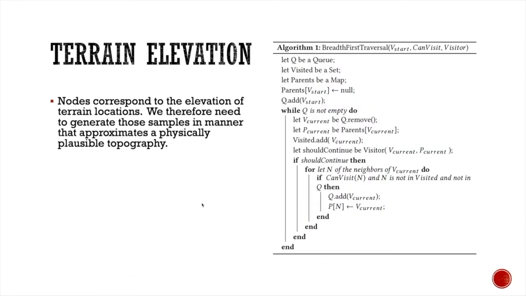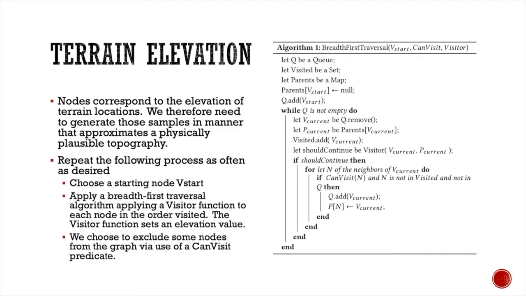After this, we then go to establish a terrain elevation, a sample of the elevation for each node in our graph. So nodes correspond to the elevation of terrain locations, and we need to generate these elevations procedurally in a manner that approximates a physically plausible topography.